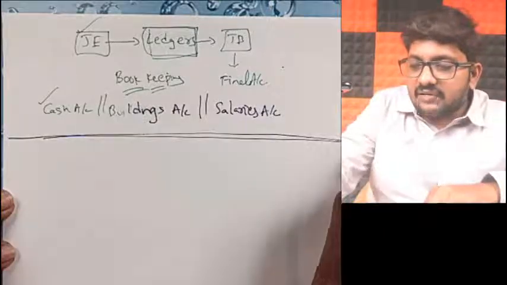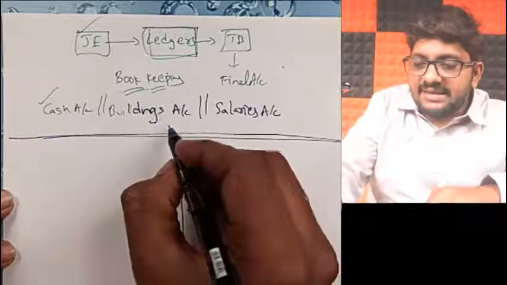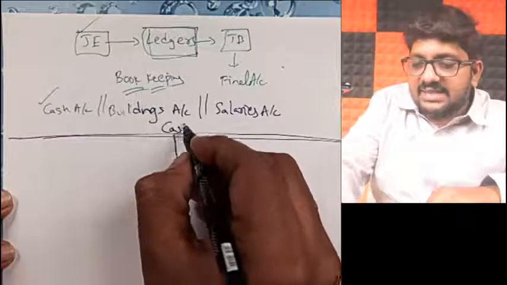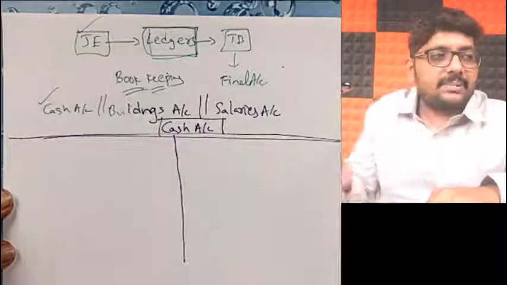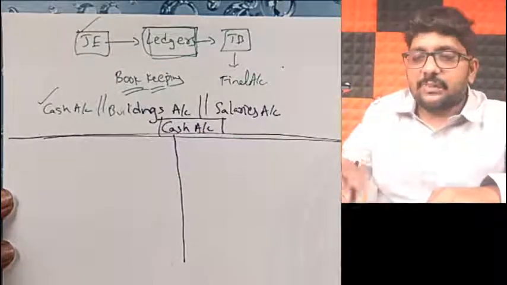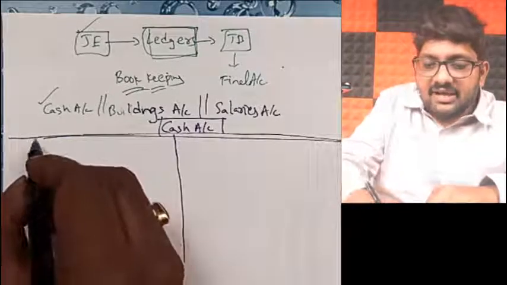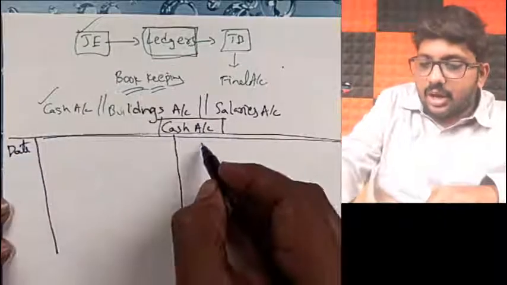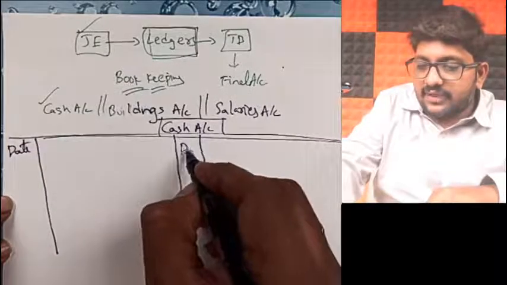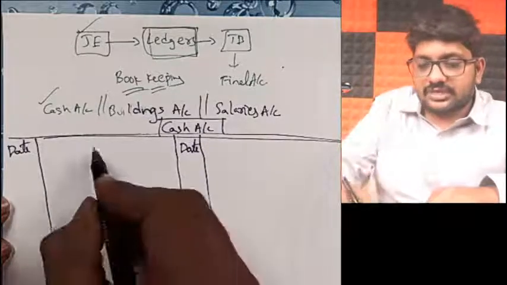A ledger will usually be in a T format. For example, I take cash account. I am preparing the cash account, and it will be in T format. Normally, what columns will you find? First you will find a date column, and this side also you will find a date column. Yes, 2 times date column.